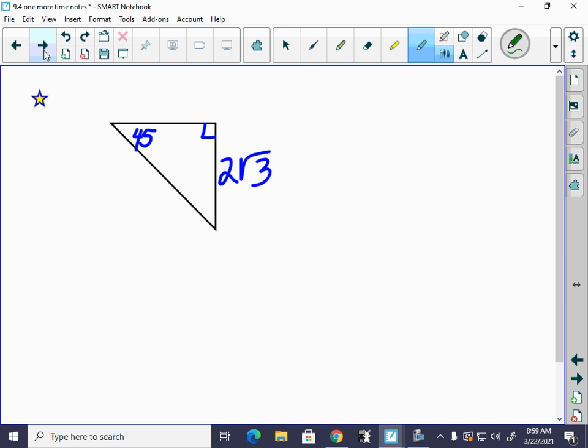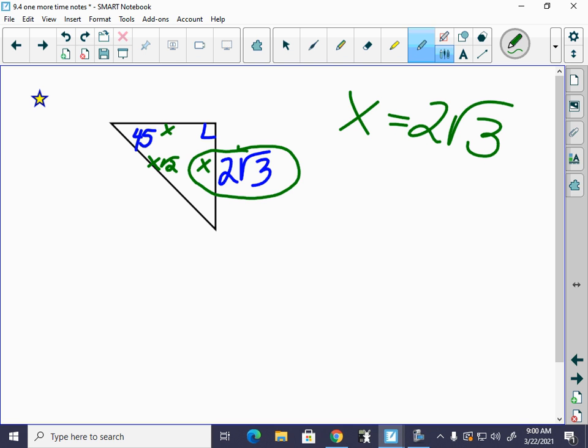Okay, now we're back to 45. So x, x square root of 2. I'll circle these guys. I'll make an equation. Hey, look at that. X is 2 root 3. So this is 2 root 3. And then this is 2 root 3 root 2, which is 2 square root of 6. Done.